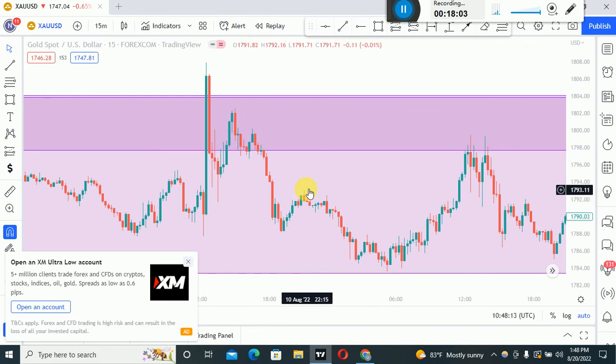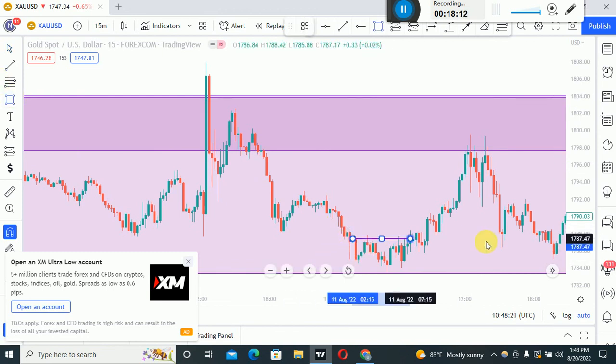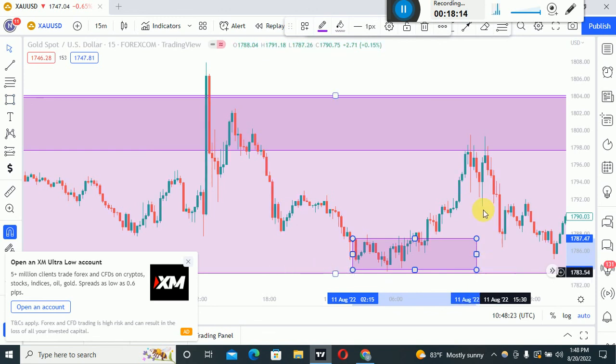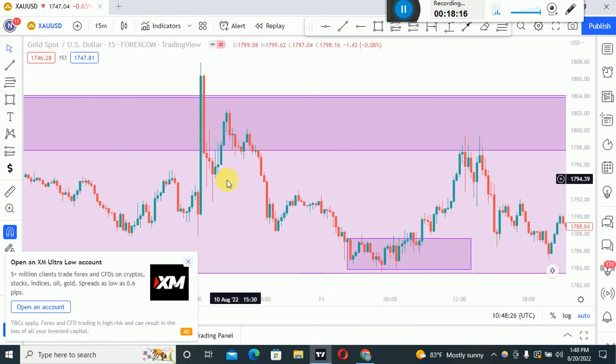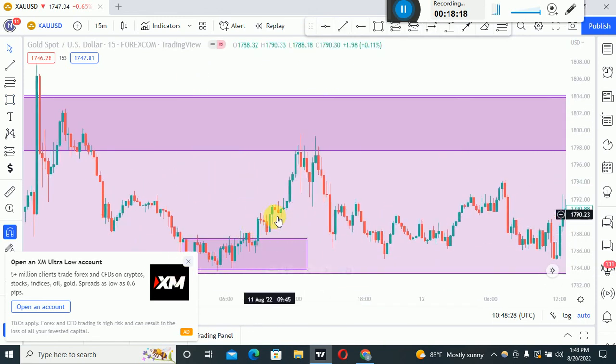Lower high, lower low, lower high, lower high, lower low, lower high, lower low, peak formation. This is your peak formation. What happened next? Price goes back to where it started from. Then higher high, higher low, higher high, higher low. You have the M pattern, peak formation.